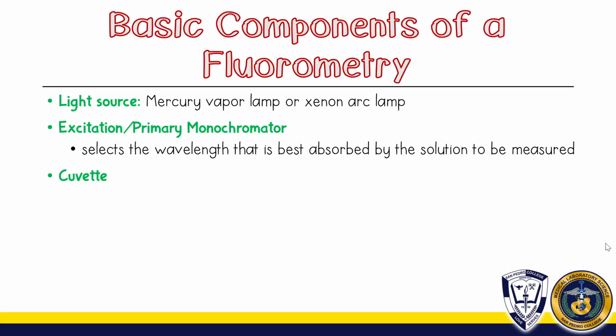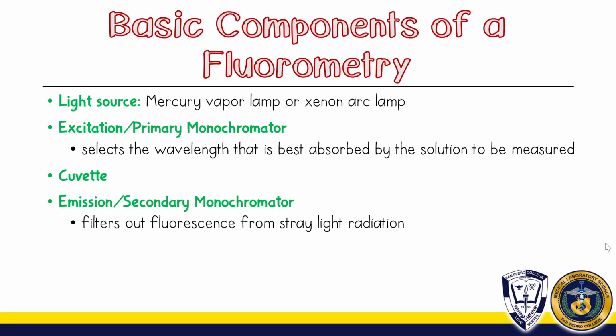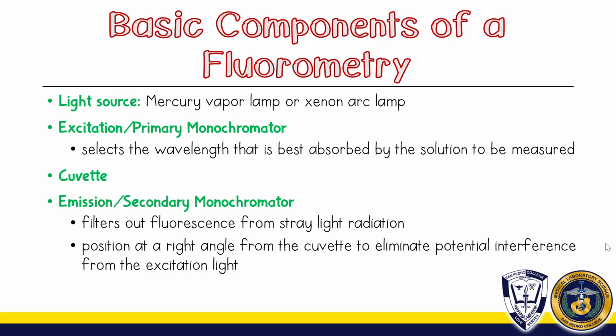Next is your cuvette. So, I guess you all know the purpose of your cuvette. That is your sample holder. And then we have your secondary monochromator, also known as your emission monochromator. Here in your secondary monochromator, it filters out fluorescence from stray light radiation and it is positioned at a right angle from the cuvette to eliminate potential interferences from your excitation light.